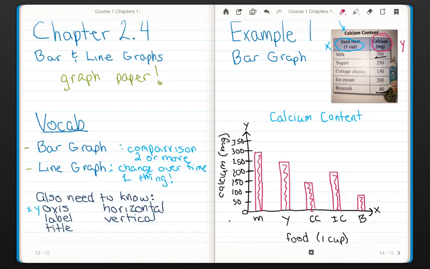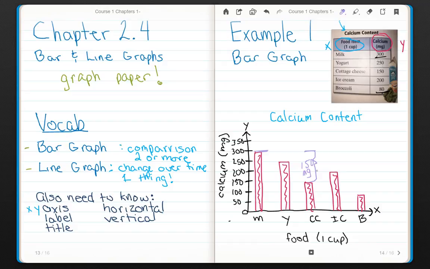Notice my bars are all evenly spaced apart. They're the same width. The only difference is their height. So the question says, compare the amount of calcium in milk to the amount in cottage cheese. So milk has 300. Cottage cheese only has 150. The difference is the space between them, or 150 milligrams.